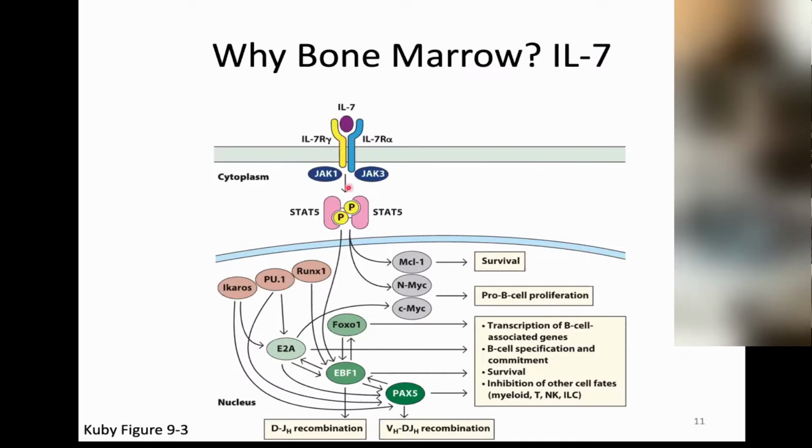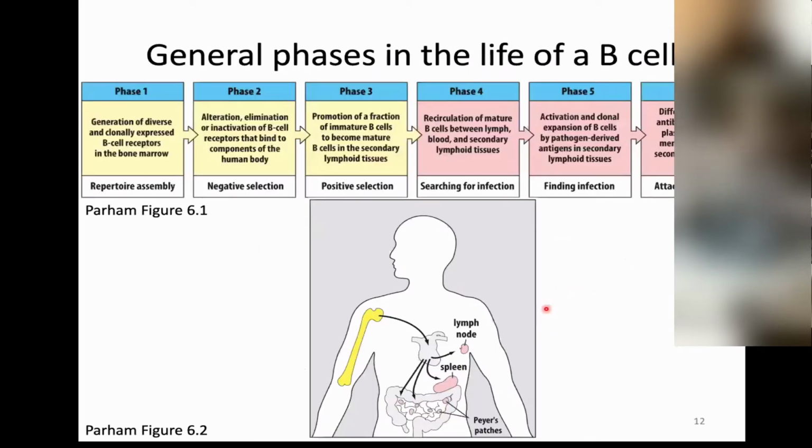It's going to undergo some signaling that's going to both allow the B cell to start VDJ recombination, but also to survive and to divide. So it can sort of start going through this whole process. And so this is going to kind of start our B cell on the general phases of its life.